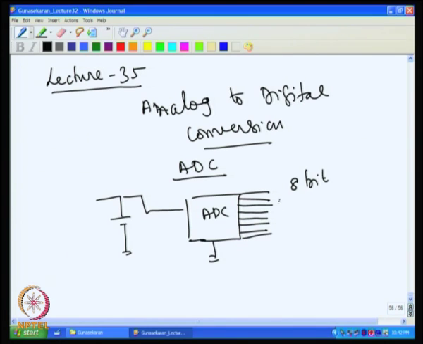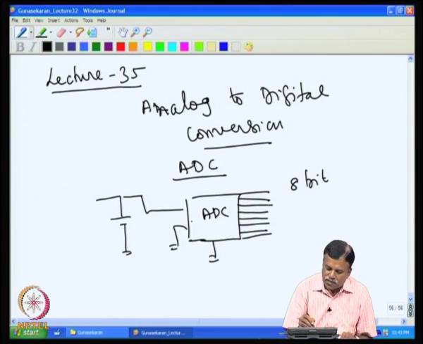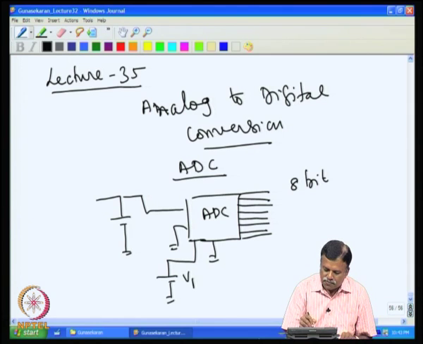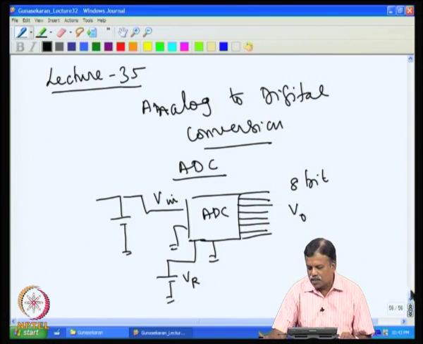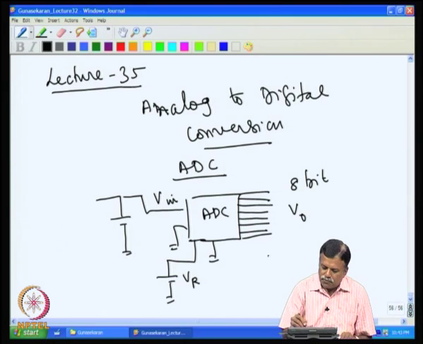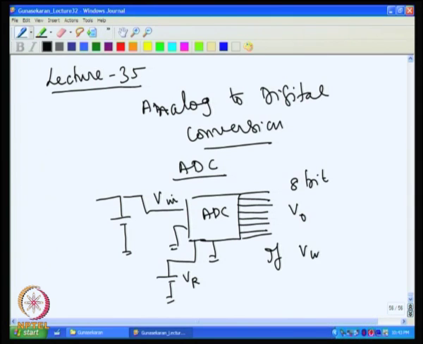So an 8 bit converter means that corresponding to an analog value, you get a digital output of 8 bits. And this conversion is taking place with respect to a reference voltage. That is, we have a reference voltage, we have an input voltage V in, and the output is digital. So what really happens in the ADC is that if V in is equal to V reference, then with 8 bits, all 8 bits will be high.